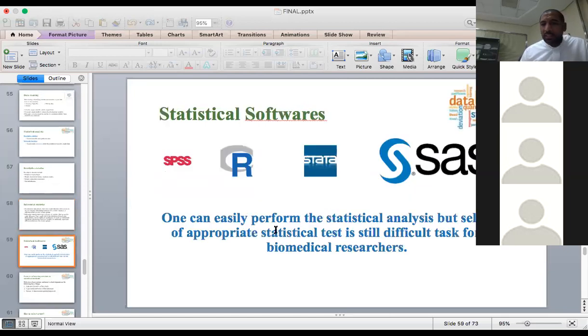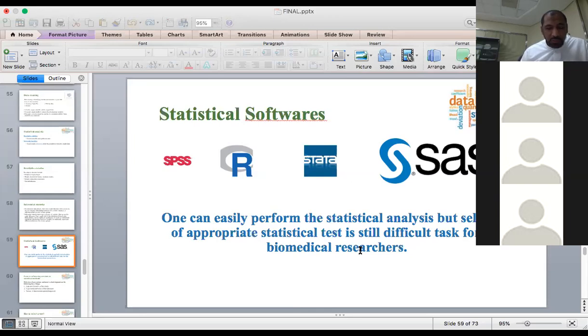And statistical software. There are different types of statistical software. There is SPSS, Statistical Package for Social Sciences. There is the R program, and there is Stata, and SAS. These are all statistical packages. Anyone can use them. Anyone can learn how to use them.